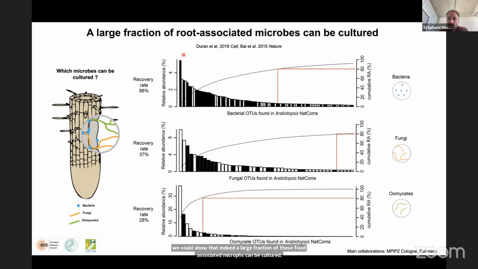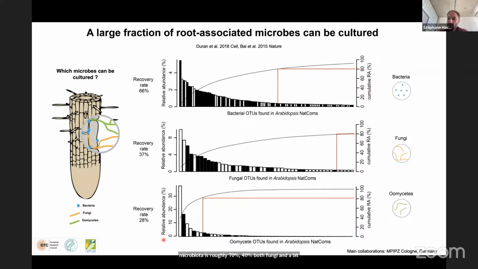This is what you can see here, where you have the relative abundance of these different microbes in the roots of Arabidopsis grown in the specific soil for bacteria, fungi, and oomycetes. And I have highlighted here in black the microbes for which we have a representative isolate in our culture collections. And you can see that the recovery rate for the bacterial microbiota is roughly 70%, 40% for the fungi, and a bit lower, 30% for the oomycetes.